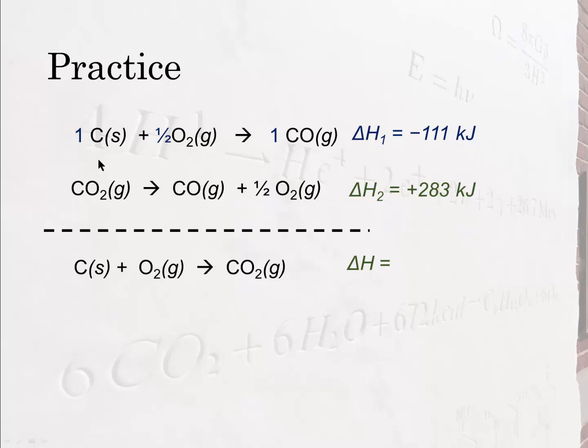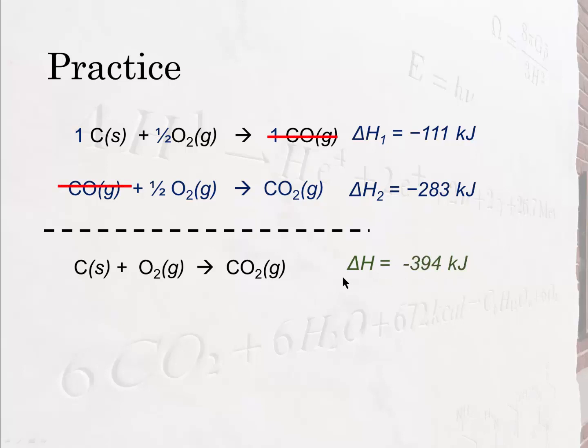Carbon dioxide needs to be a product and oxygen a reactant, so I reverse the equation and change the sign on delta H. Now the 2 steps add up to the final answer: 1 mole of carbon plus 1 mole of oxygen reacting to form 1 mole of carbon dioxide. The enthalpy change for this reaction is minus 394 kilojoules.